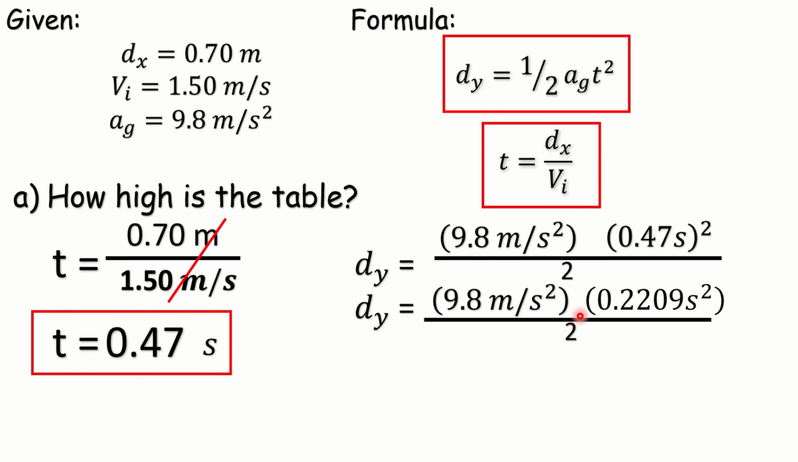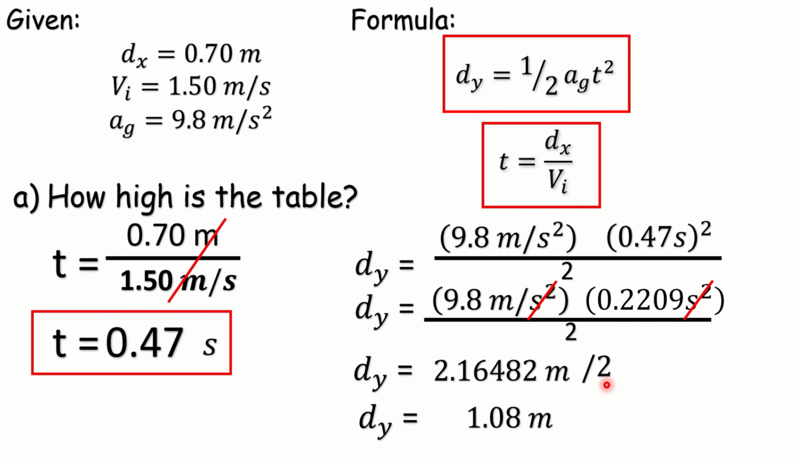Next, let us simplify this by multiplying the acceleration due to gravity and time. Therefore, we have 2.16482 divided by 2. As you can see, we can cancel out seconds squared, and the remaining unit is meters. Next, let us divide this by 2, and the quotient is 1.08 meters. This is also rounded off. Therefore, this is our final answer. The height of the table is 1.08 meters.